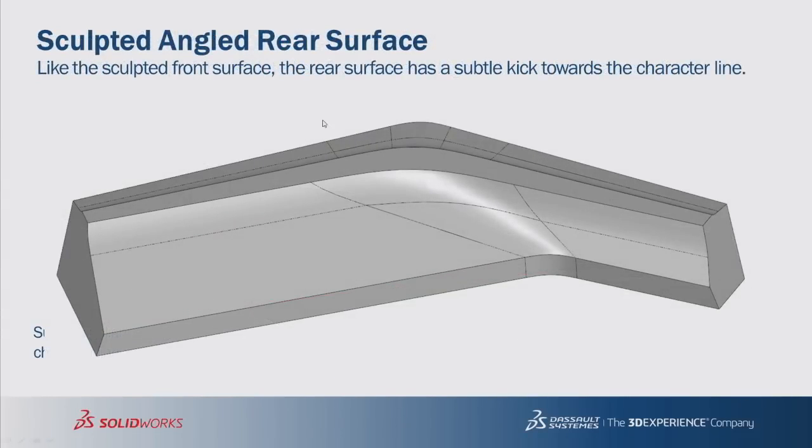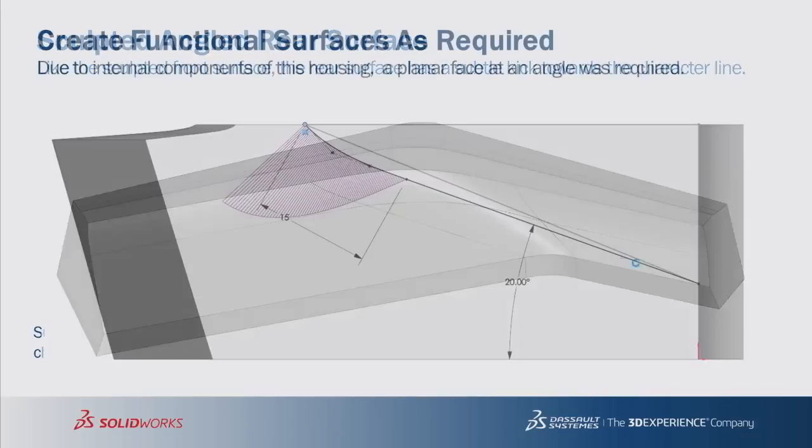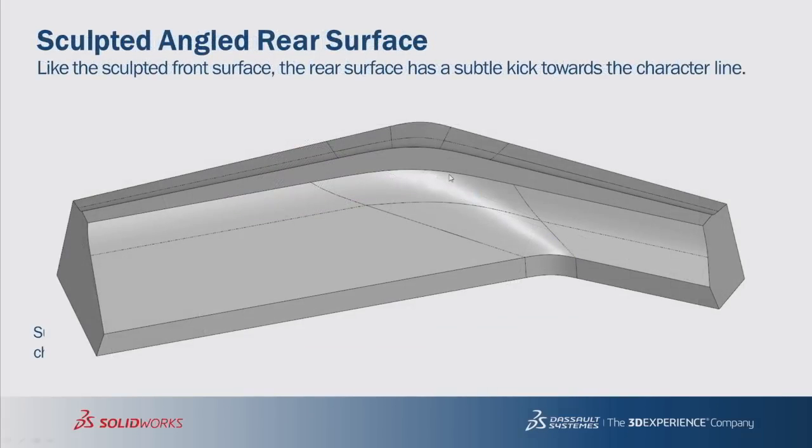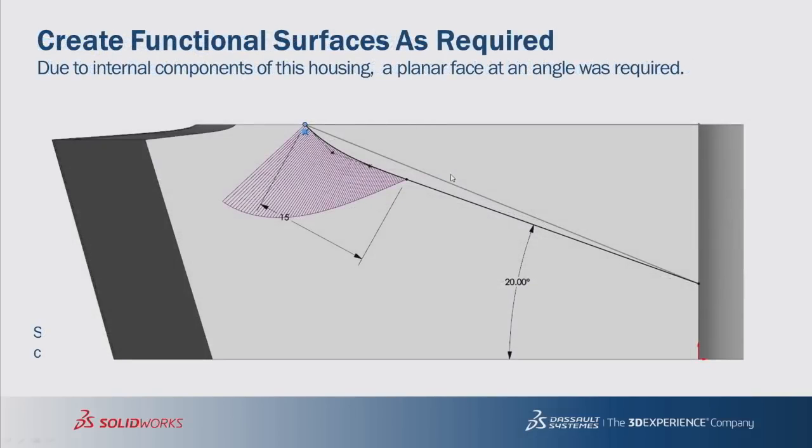So let's take a look at the next surface I want to build on this enclosure. Like the sculpted front surface, we've got a little bit of a subtle kick here to emphasize that line. But we know I need to have a kind of planar face here for an LCD that's going to come into it. This is a planar face as well, but we need to build this transition. It's going to be a little bit tricky, but we're going to take a look at that so we have a really nice clean transition between those faces.